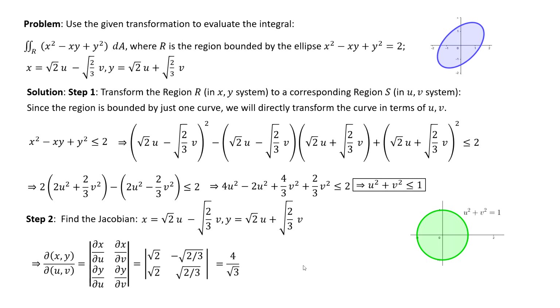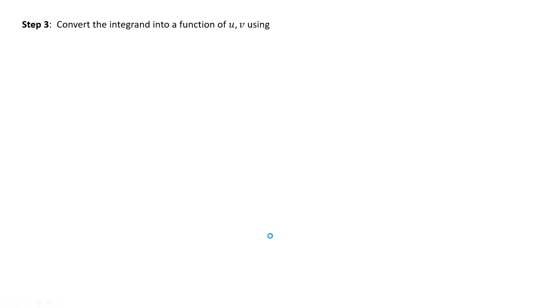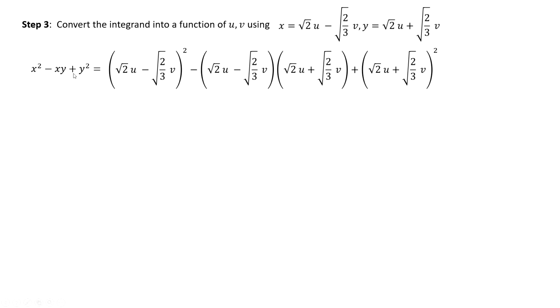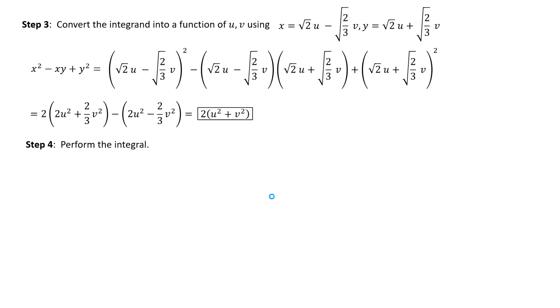And the third, remember what the third step was? You got to convert the integrand from xy to uv. So let's get busy with that part. Convert the integrand into a function of uv using this particular transformation. The integrand turns out to be this. We already did this part. The only thing was we had it equal to 2. Now we don't have it equal to 2. So that turns out to be 2 times u square plus v square. Good. So we figured out what the integrand would be in terms of u and v. And now let's just go ahead and integrate.